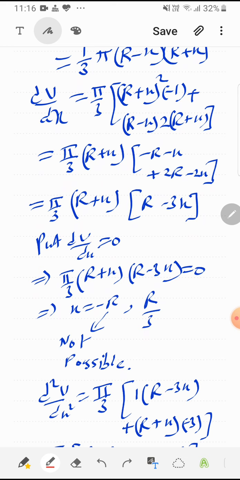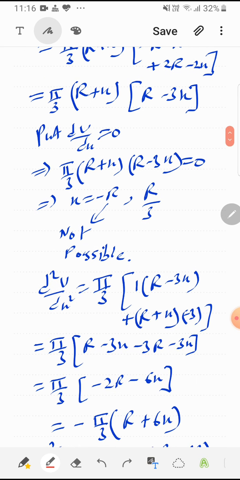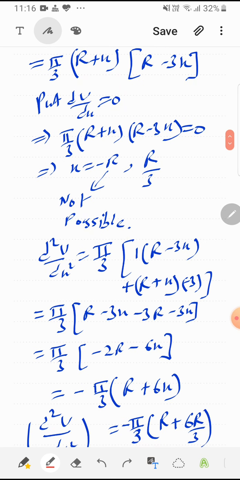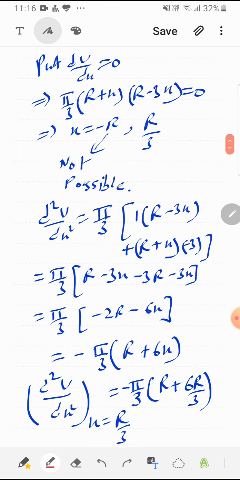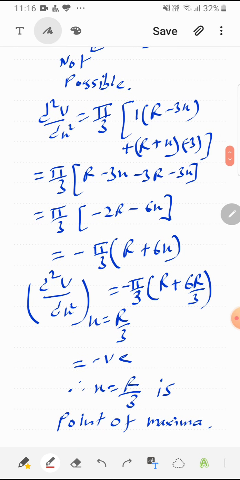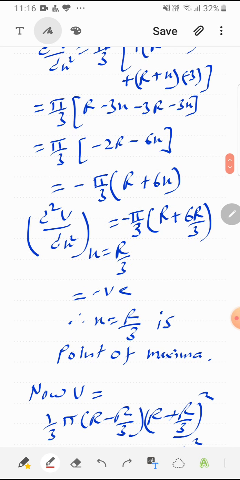Now double derivative. So taking the derivative again of this expression again by product rule. So we can write like this, pi by 3, and overall minus can be taken common. So minus pi by 3 in the bracket, we are having R plus 6x. Now putting x as R by 3, which is the critical point, it's clear it's negative.